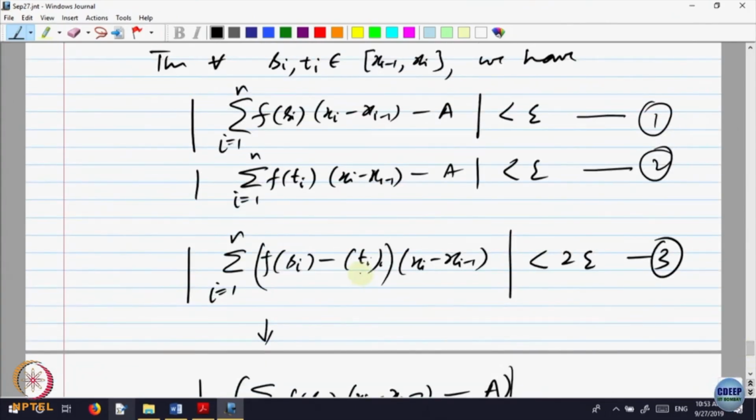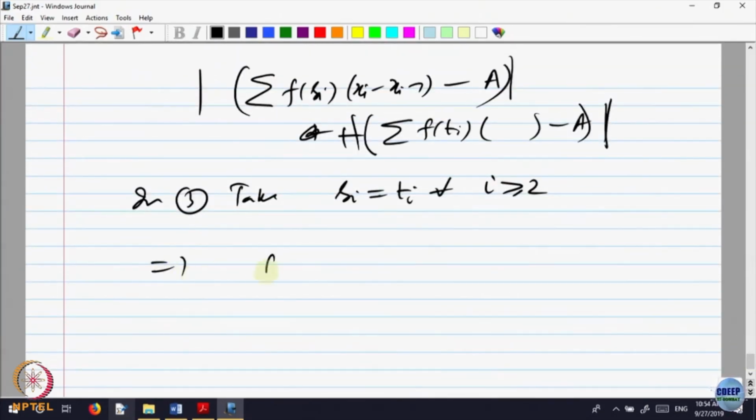Then what will happen? Those terms will be 0, right? Those terms will be 0. So what is left is the first term: |f(S1) - f(T1)| times the length, x1 minus x0, which is positive anyway, is less than 2 epsilon.